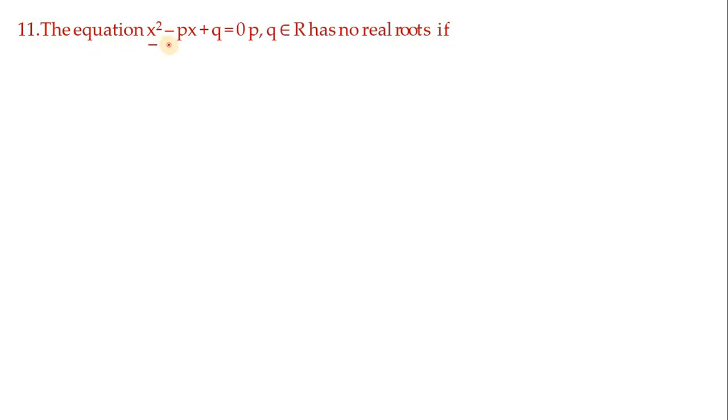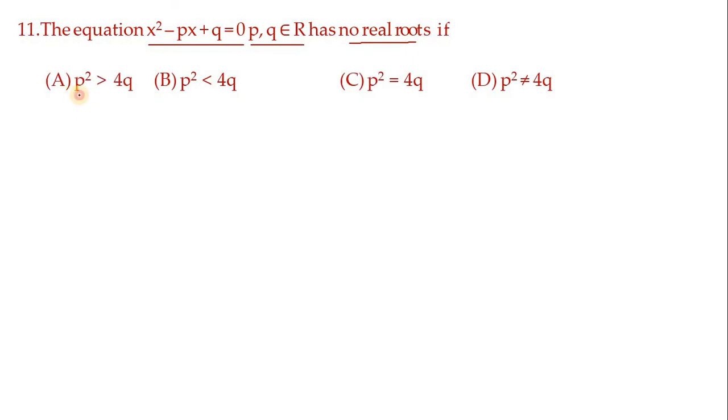The equation x square minus px plus q equals 0, where p, q belong to R, in the sense the real number set, has no real roots if: first option, p square greater than 4q; p square less than 4q; p square equals 4q; p square is not equal to 4q. See, whenever there are such problems which only relate to variables, you will be in confusion. You should not confuse. When numbers are there, how you solve? In the same way you have to solve when variables are there.